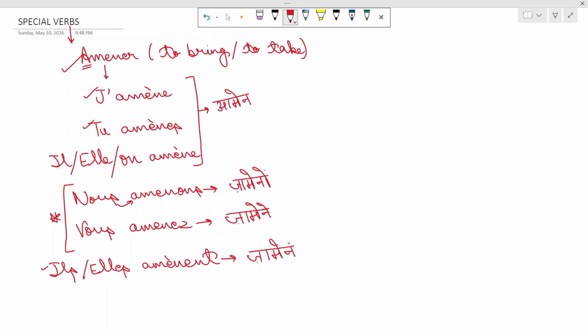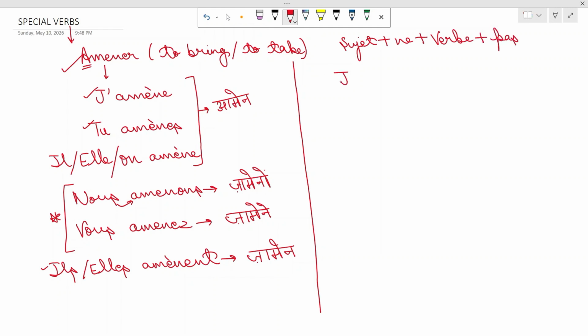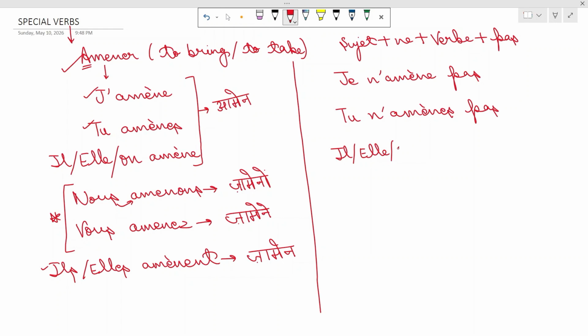In negation, when we conjugate this, the formation is sujet plus ne plus verb plus pas. Je, an apostrophe because it is starting with a vowel. Je n'amène pas. Tu n'amènes pas. Il, elle, on n'amène pas.